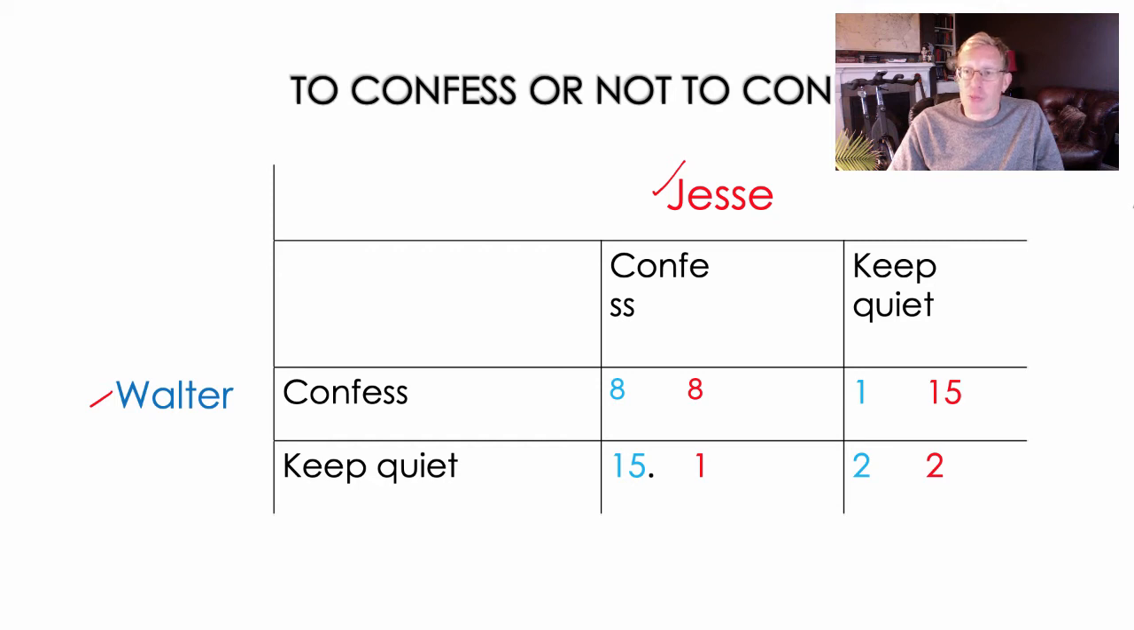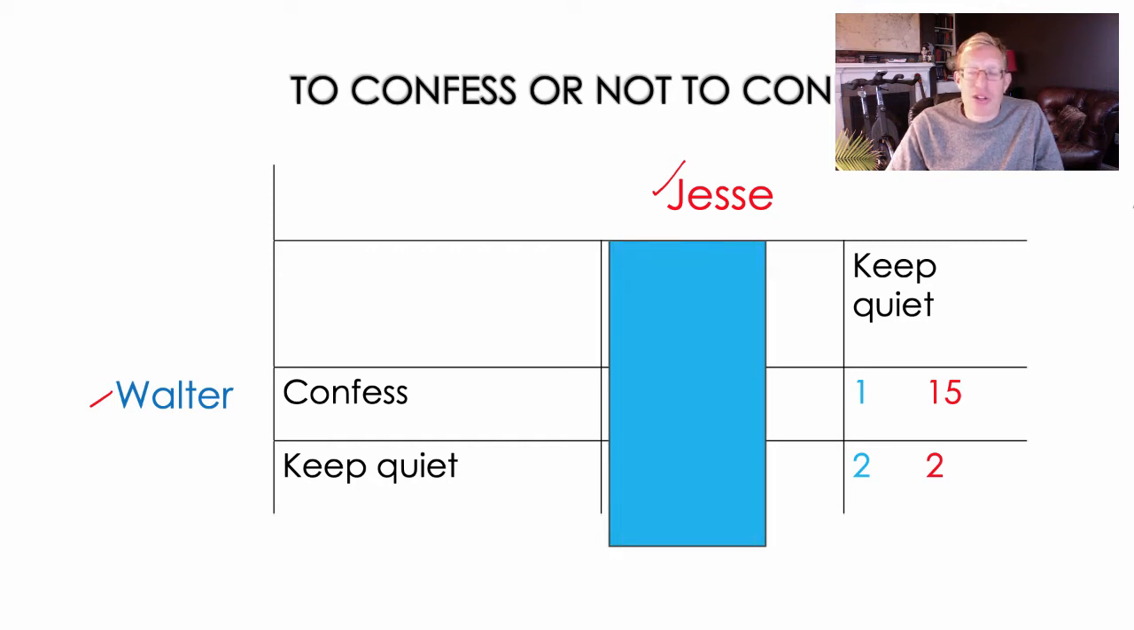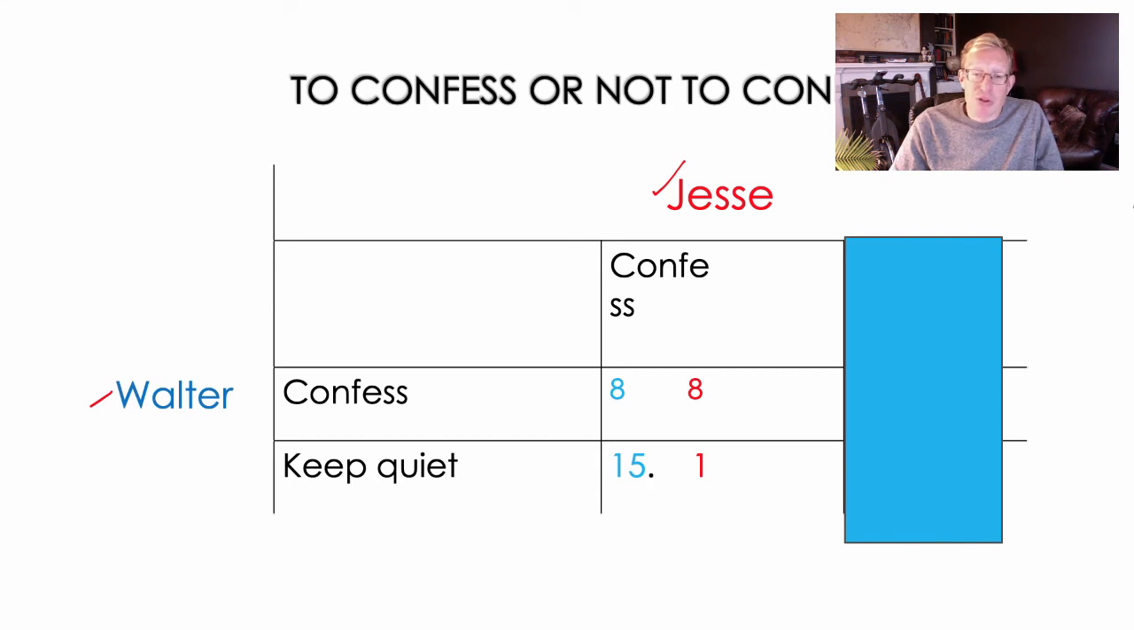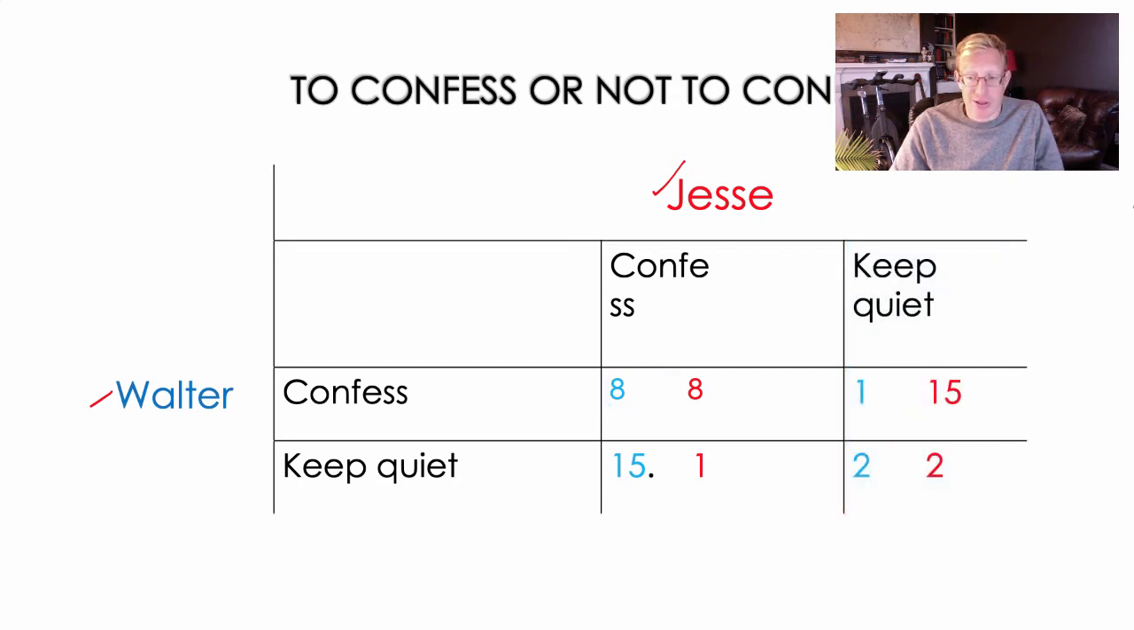Now let's see what Walter's payoffs look like. If Jesse says, "Walter, you can trust me, I'm going to keep quiet," Walter says, "Look, 1 year is better than 2. If you keep quiet, I'm going to confess." And if Jesse says, "I'm going to confess no matter what," Walter looks at that and says, "Well, 8 years is better than 15. I'll take the 8 by confessing." That means that Walter's dominant strategy is also to confess.